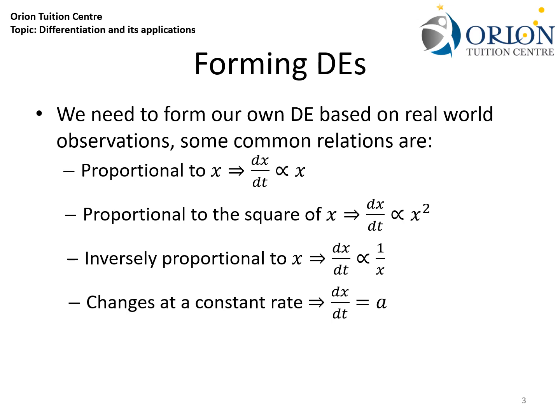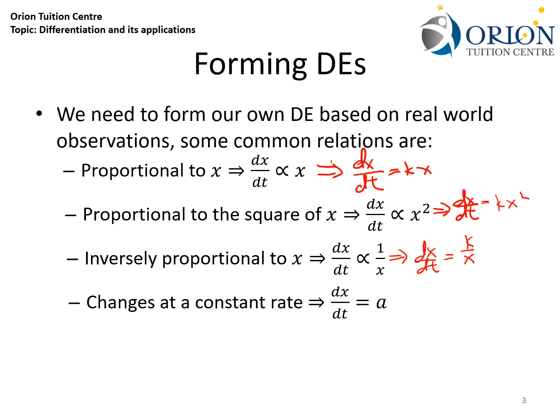When we remove the proportionality signs, we usually will replace it with a proportionality constant. For example, we can change each of these equations into dx over dt equals kx, dx over dt equals kx squared, and dx over dt equals k over x.